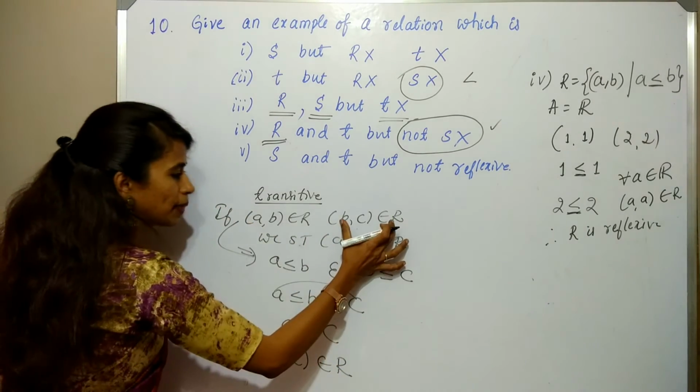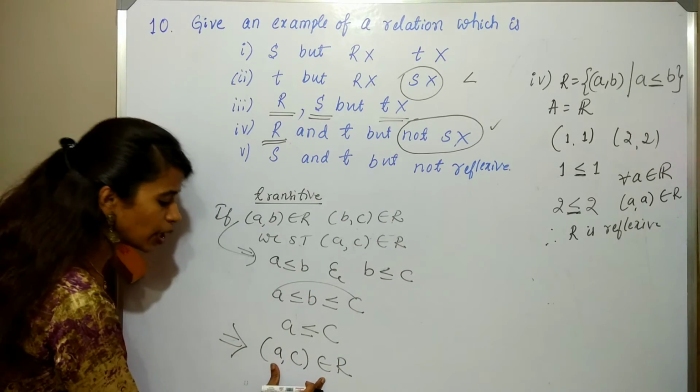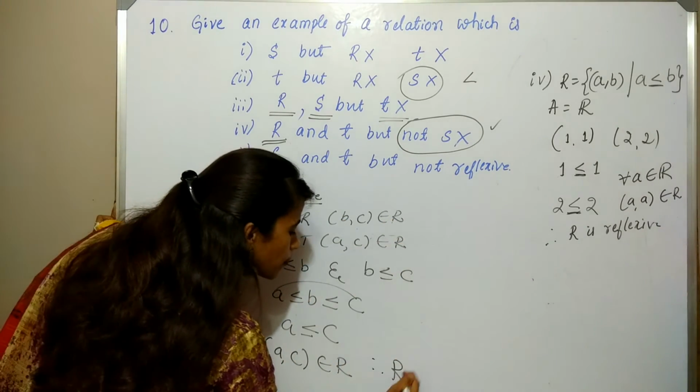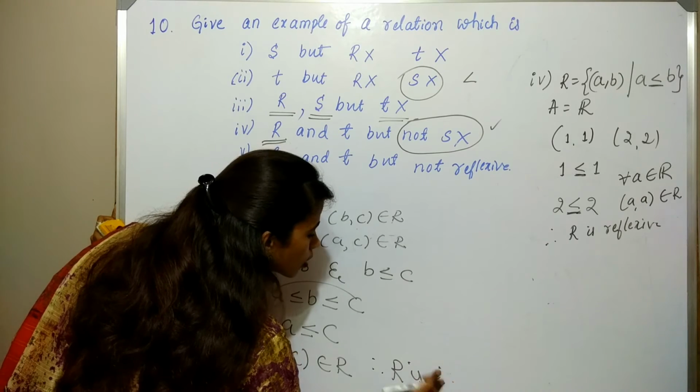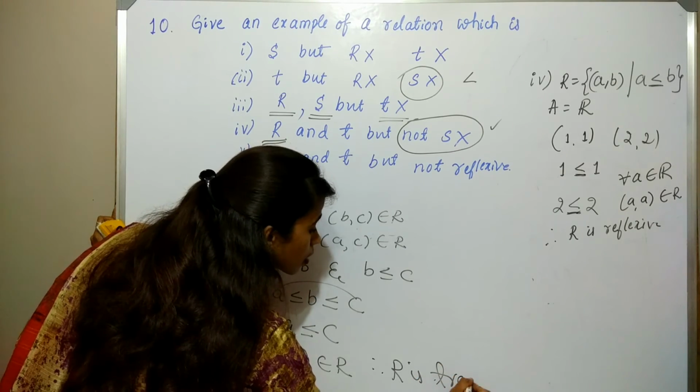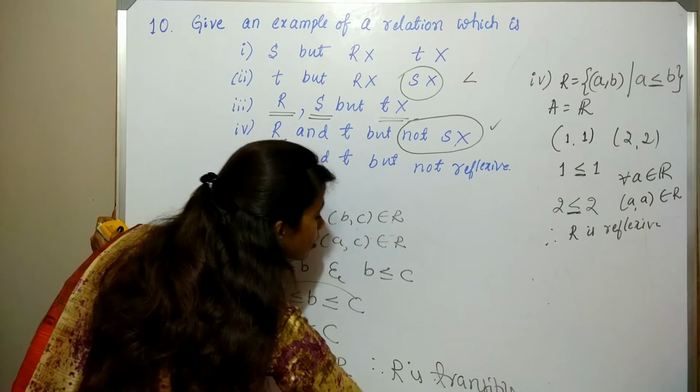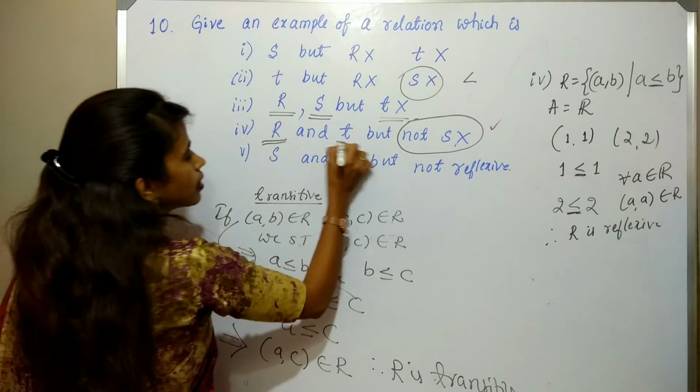(A, B) belongs to R, (B, C) belongs to R, we get (A, C) belongs to R. Therefore, R is transitive.